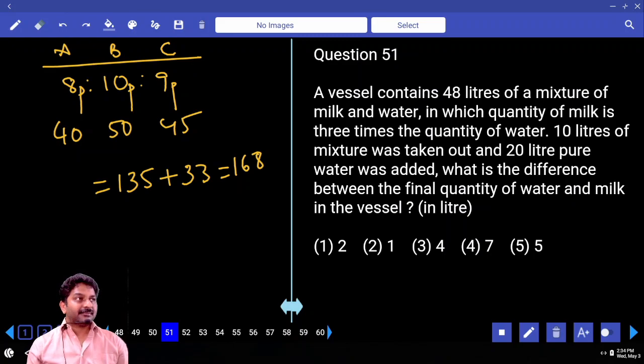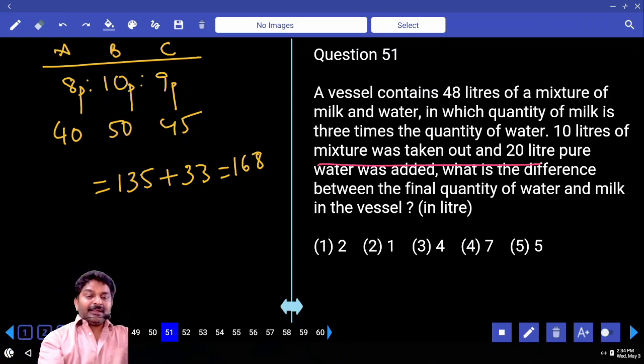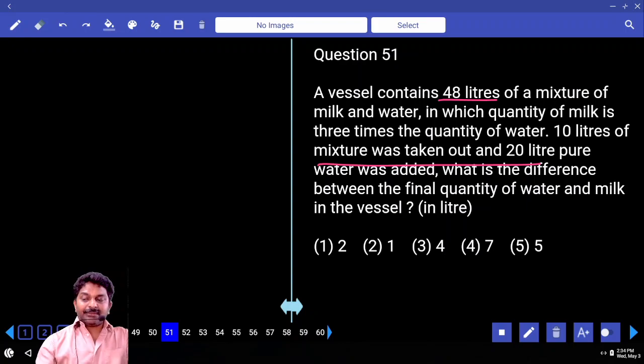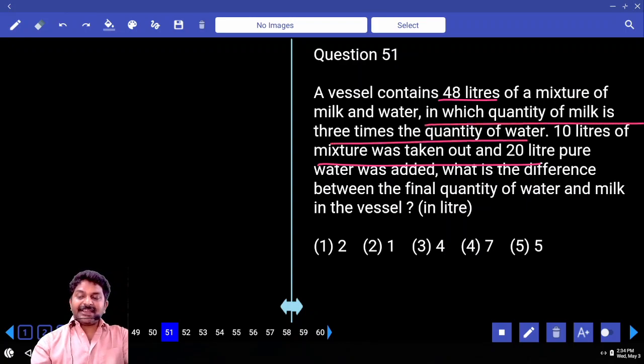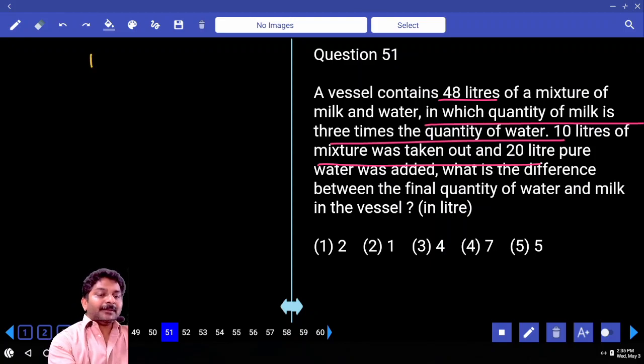A vessel contains 48 liters of mixture of milk and water, in which the quantity of milk is 3 times that of water. 10 liters of mixture is taken out. Now if 48 is divided into milk being 3 times water, that means the ratio is 3:1 only. 4 parts, 48. 1 part, water, is 12.